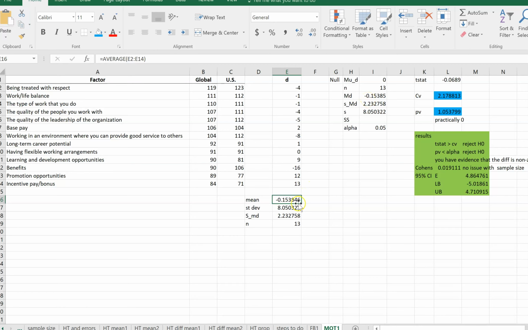Now, what is the standard deviation of the set? S, if you're wondering. S, the standard deviation of the set. Well, you would do equals the standard deviation of the set, and you have to use dot S because this is a sample. And there's your standard deviation. Once you know the standard deviation, we know SMD is S divided by radical N. That's the definition of SMD, the standard error of the mean difference, is the standard deviation divided by radical N.